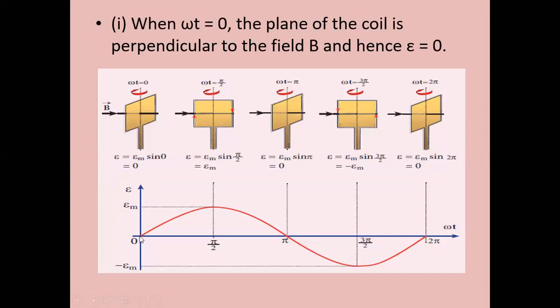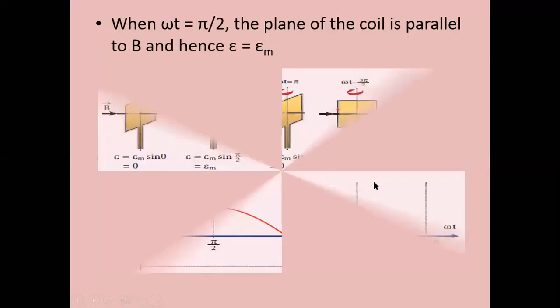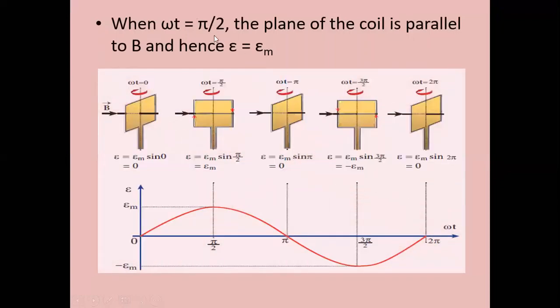Now we are drawing a graph here by taking ωt along the x-axis and epsilon along the y-axis. So for the initial position, the epsilon value is 0, so we are marking it here. At ωt equal to 0, the plane of the coil is perpendicular to the field B, and hence the value of epsilon is 0.